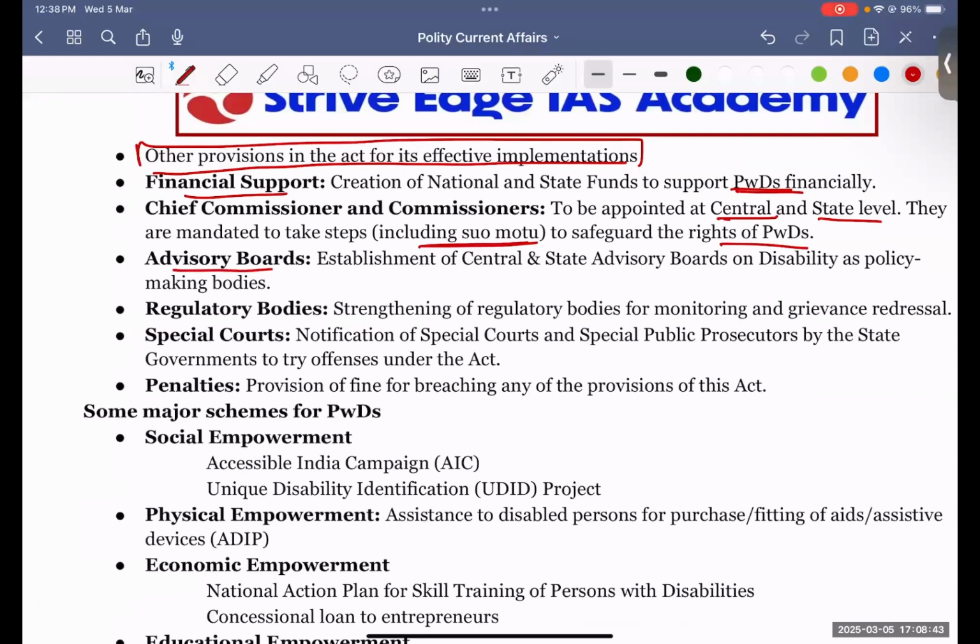Also, we have the advisory boards. Establishment of central and state advisory boards on disability as policy making bodies. We have regulatory bodies, we have special courts and penalties. So provision for fine for breaching any of the provisions of this act.